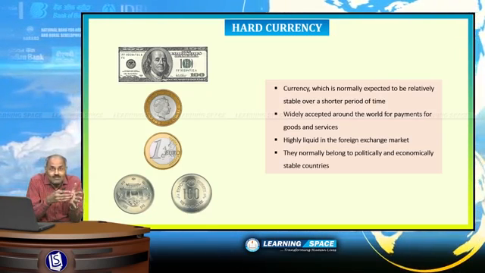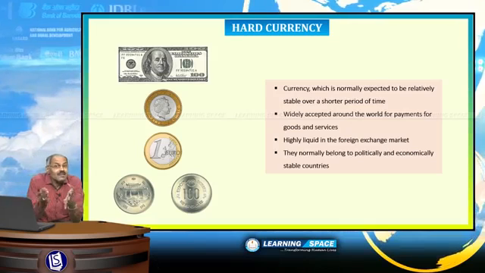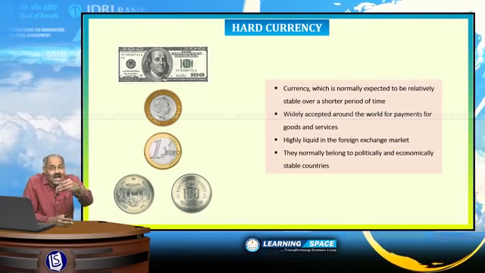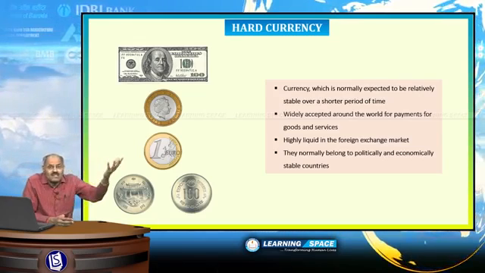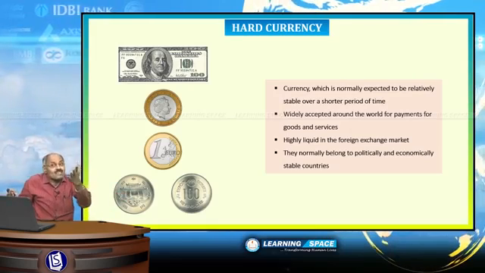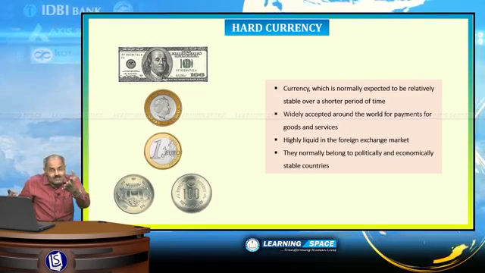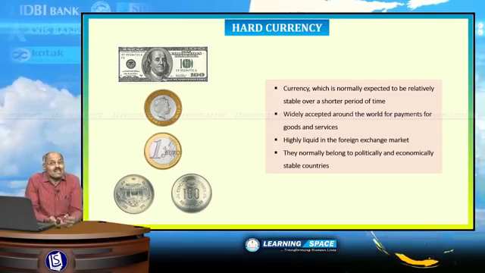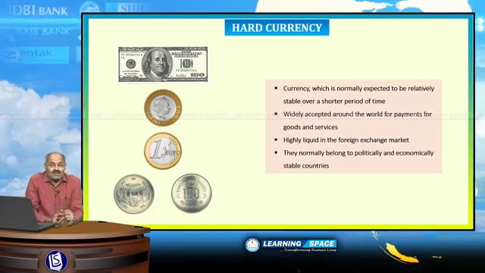At present, United States dollar, euro, yen, these are the currencies which are considered to be hard currencies, and more than 60% of the world's transactions take place in United States dollar. Right? So if you want the best example of hard currency, that is United States dollar.